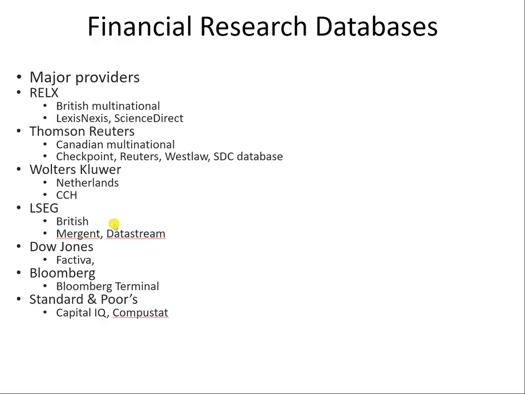Another British information provider is LSEG. Its databases include Mergent and Datastream. In the US, we have Dow Jones, with a lot of Dow Jones products. One of them is Factiva. Bloomberg provides data with Bloomberg terminals. And finally, Standard and Poor's, whose financial research databases include Capital IQ and Compustat. Those are frequently visited databases for accounting and finance research.